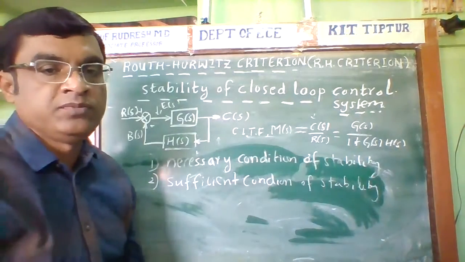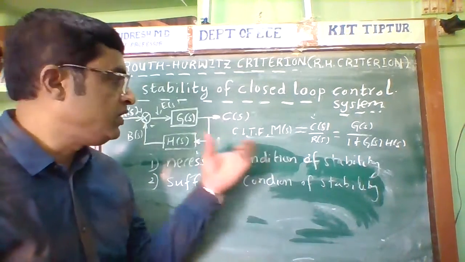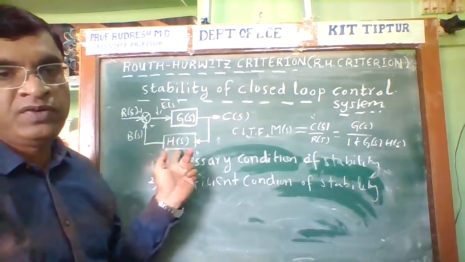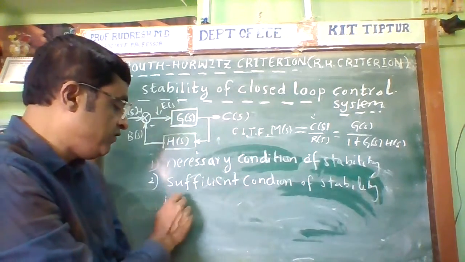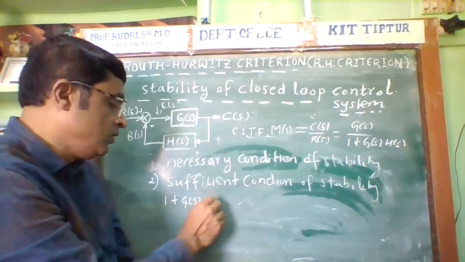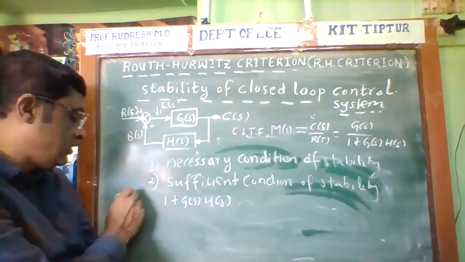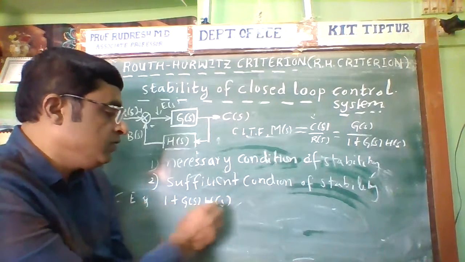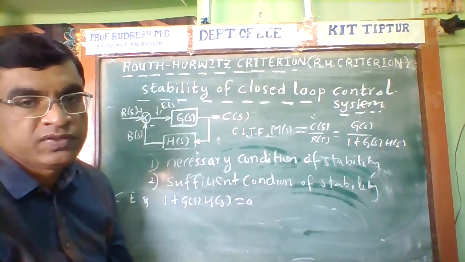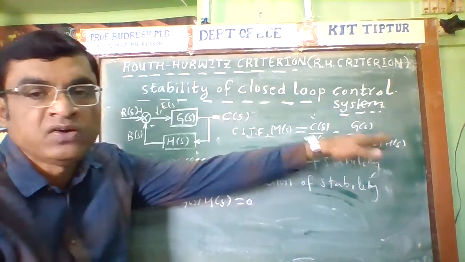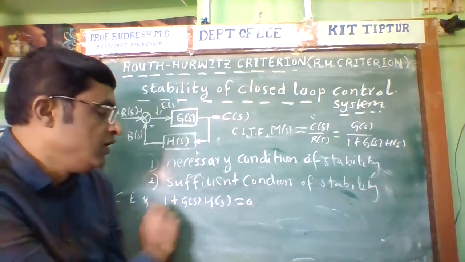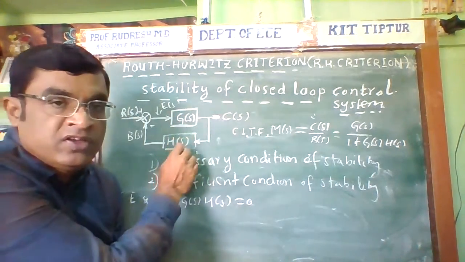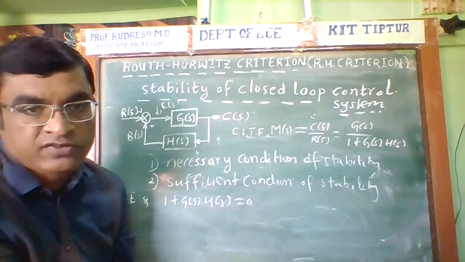I need to verify the system stability for the given characteristic equation or given closed loop transfer function. If G of S and H of S are given, then we can easily find the characteristic equation. The characteristic equation is 1 plus G of S into H of S. The denominator polynomial of a closed loop transfer function is called the characteristic equation.